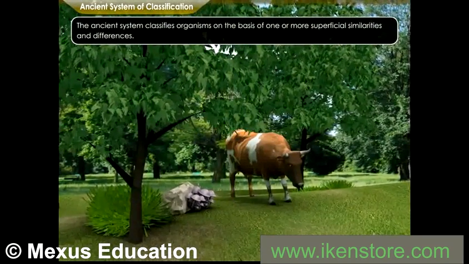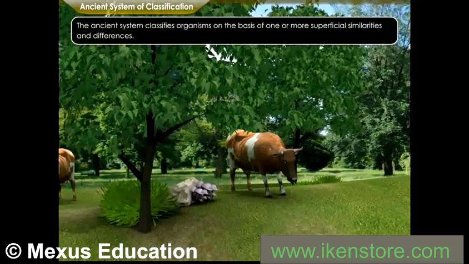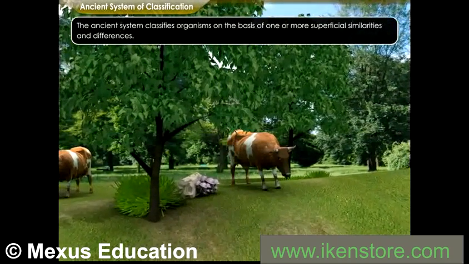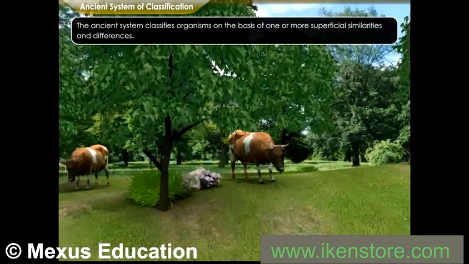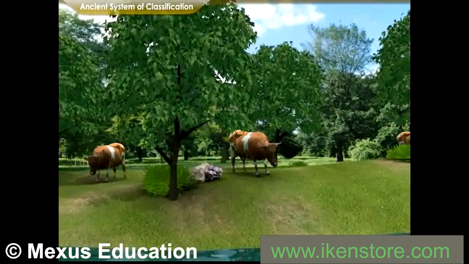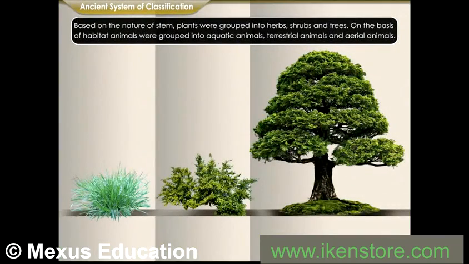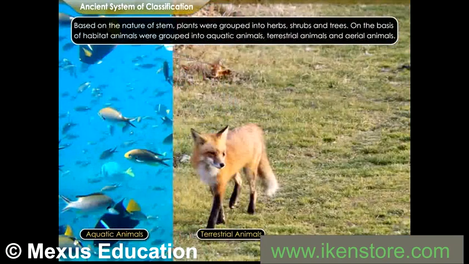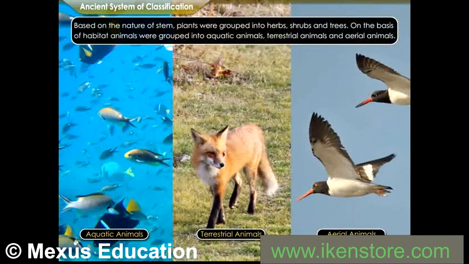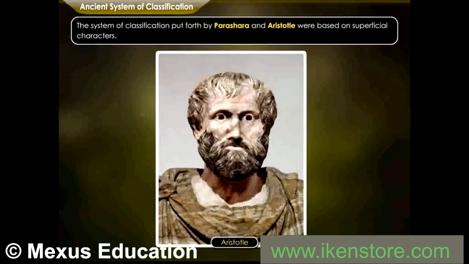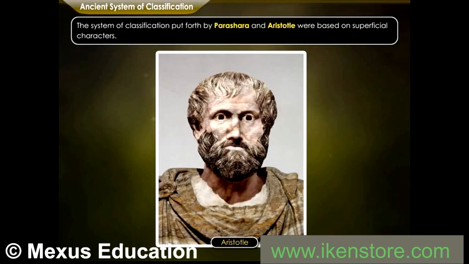The ancient system classifies organisms on the basis of one or more superficial similarities and differences. For example, based on the nature of stem, plants were grouped into herbs, shrubs and trees. On the basis of habitat, animals were grouped into aquatic animals, terrestrial animals and aerial animals. The system of classification put forth by Parashara and Aristotle were based on superficial characters.